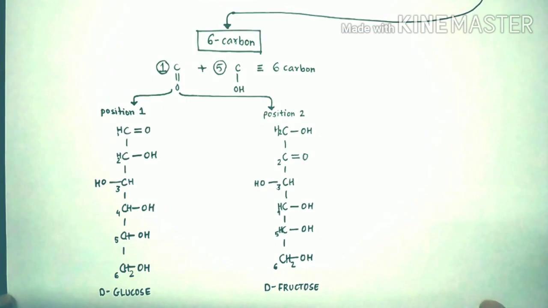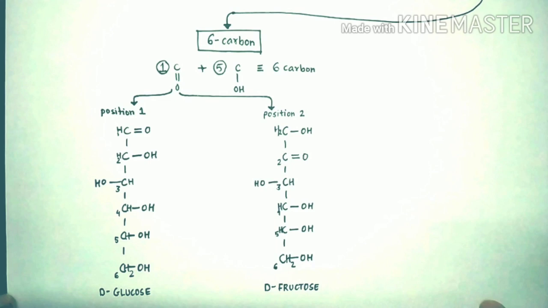As we saw, it is very simple. Just take one C double bond O unit and 5 COH units, combine them, and placing the C double bond O unit on position 1 forms glucose, and placing it on position 2 forms fructose. Now what's with the D? It is related to the stereochemistry. We have drawn here the structure of D isomers because it is the most common form found in our body. Without going deep into the stereochemistry, for drawing D-glucose and D-fructose, you should remember that you keep all the OH groups on the right side, except on the third carbon as we have drawn here.